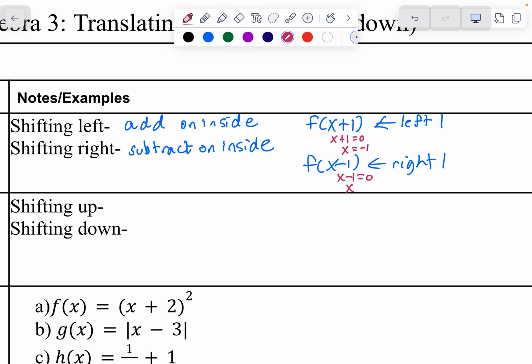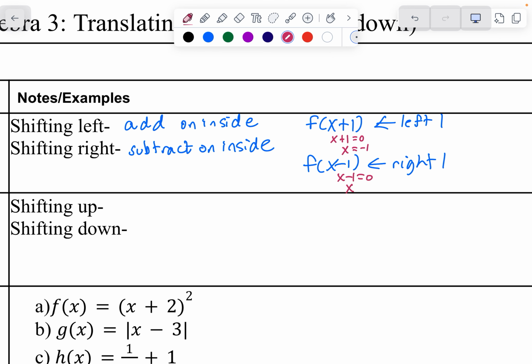So what's great about this is it allows us to graph things without making a table and plugging in points, and it allows us to accurately and quickly graph. And that's one of my main goals for us this year, that you can walk out of this room, look at a function, graph it quickly. Okay.